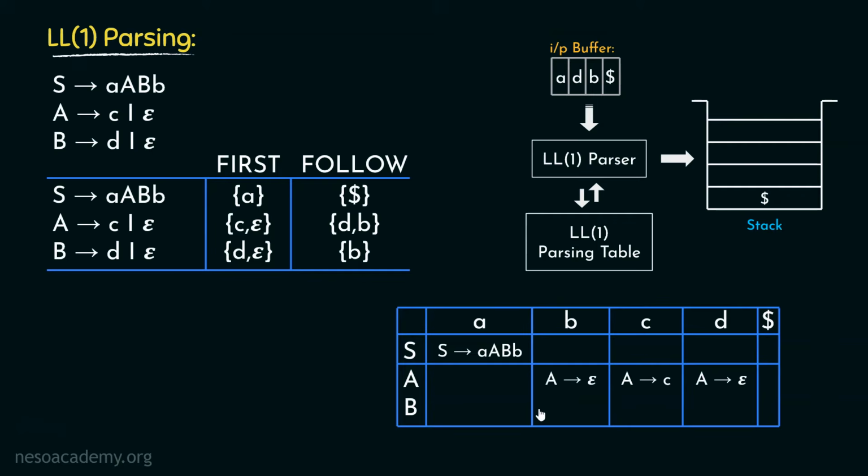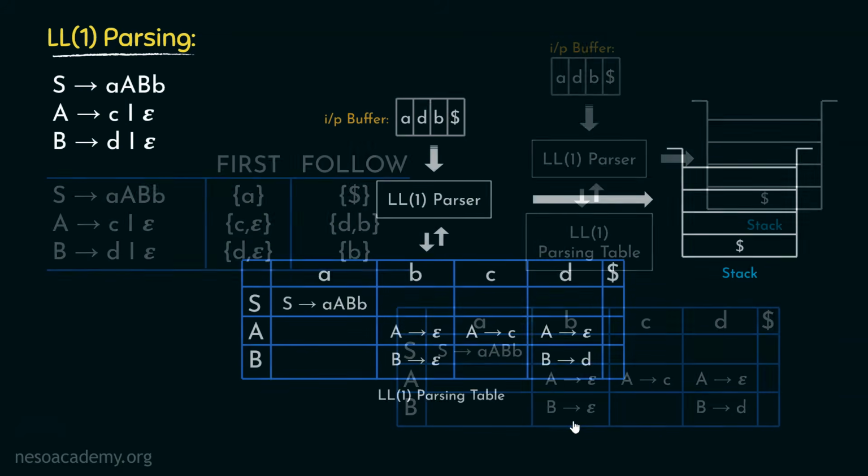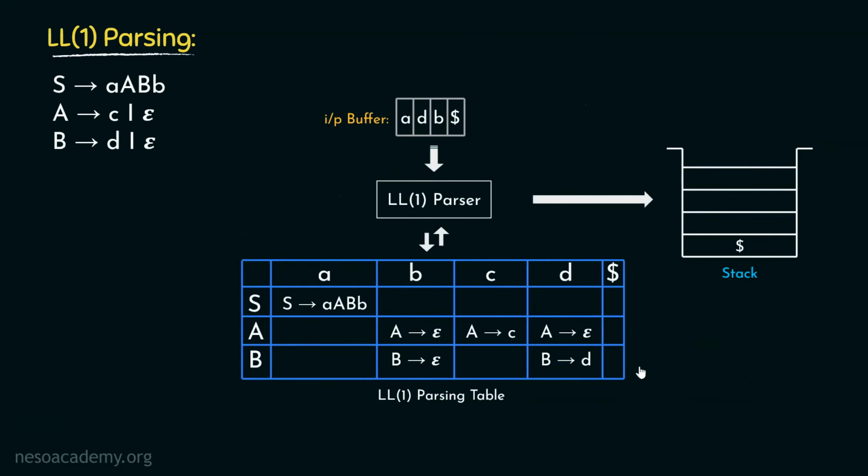Now let's move on to the next non-terminal, that is capital B. Now in the first of B, we have the terminal symbol D. Therefore, the production rule B can be written as small d is going to be placed in the column of D of the row B. Now B can also generate epsilon. Therefore, we need to consider the follow set. So the production rule B can be written as epsilon is going to be placed in the column of B. So now we have our entire LL1 parsing table.